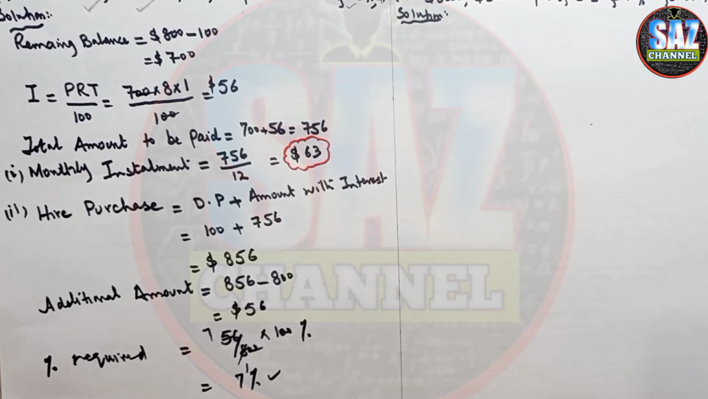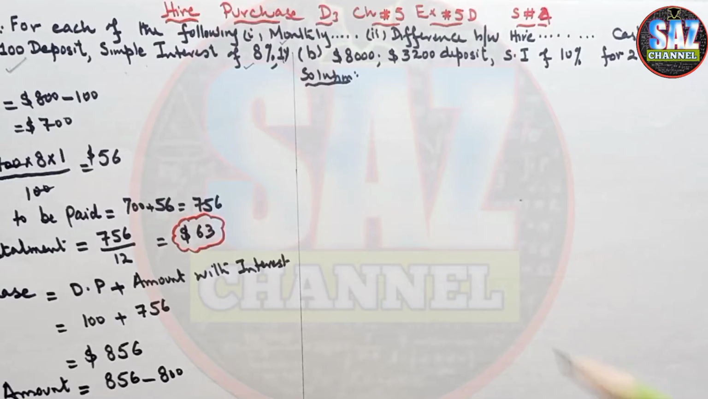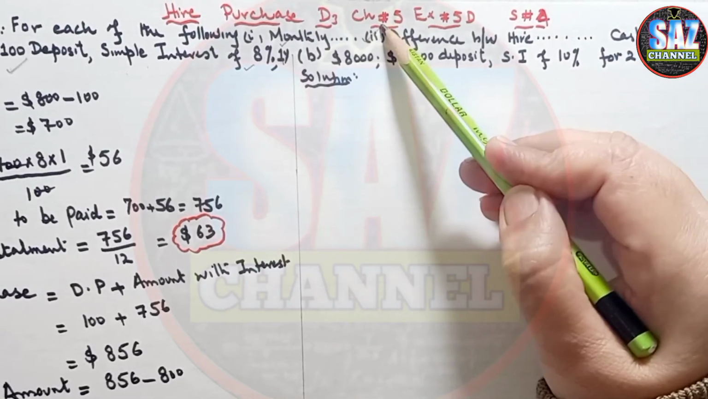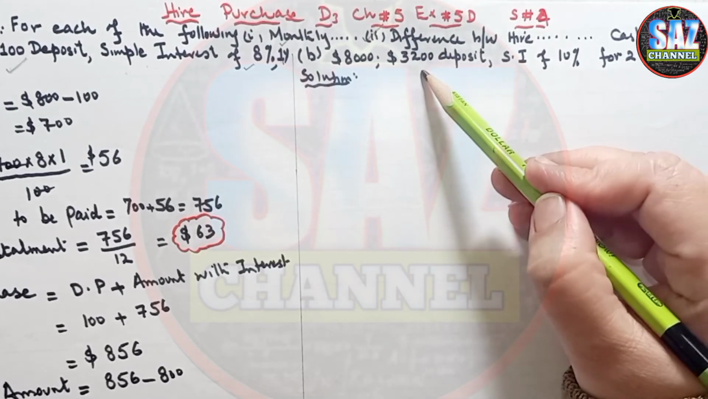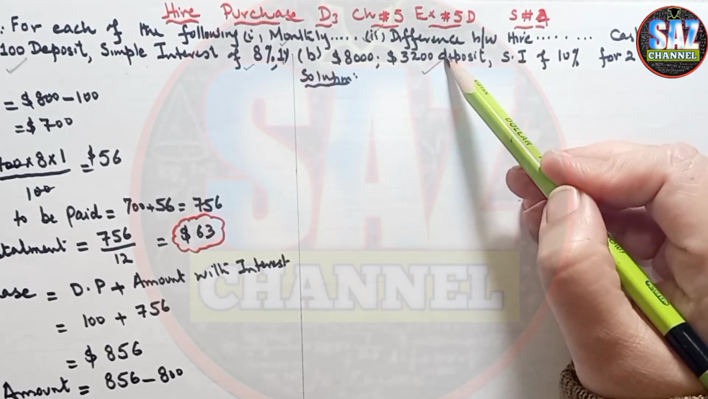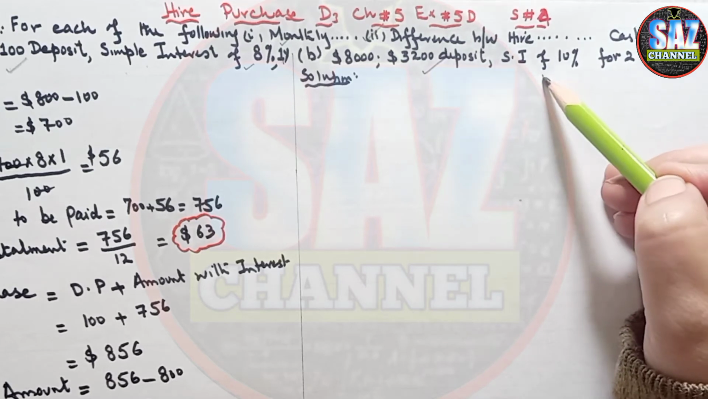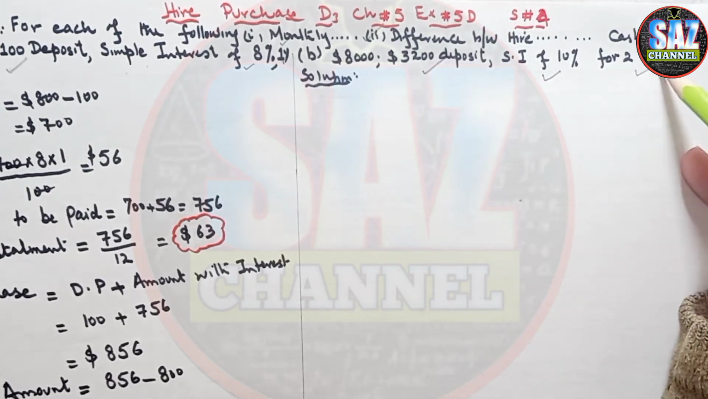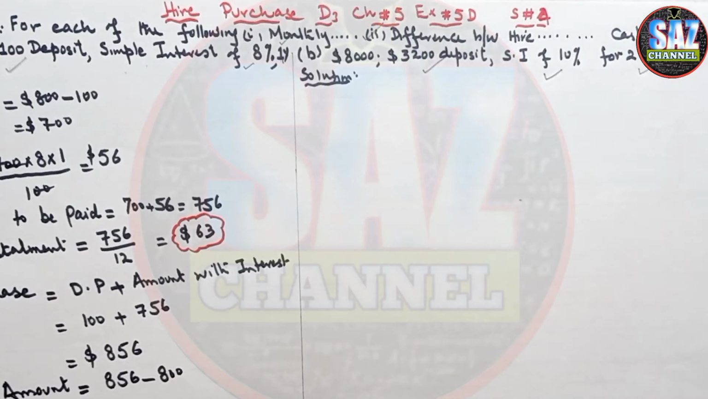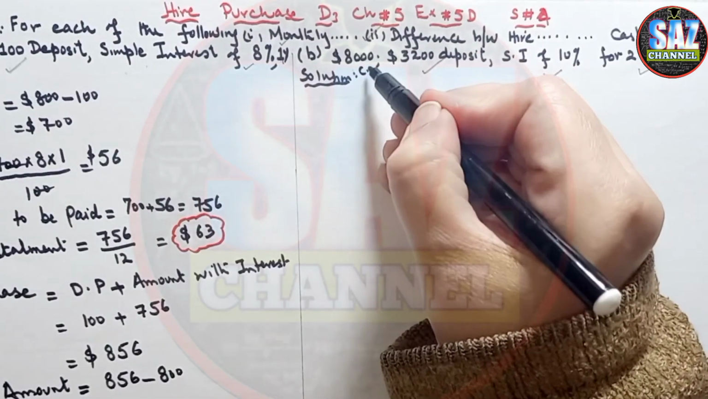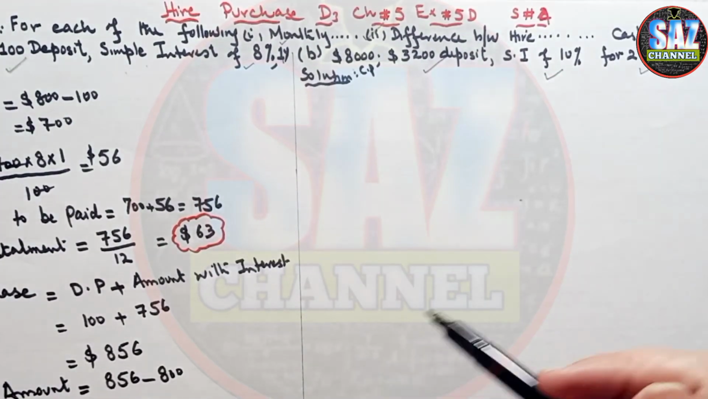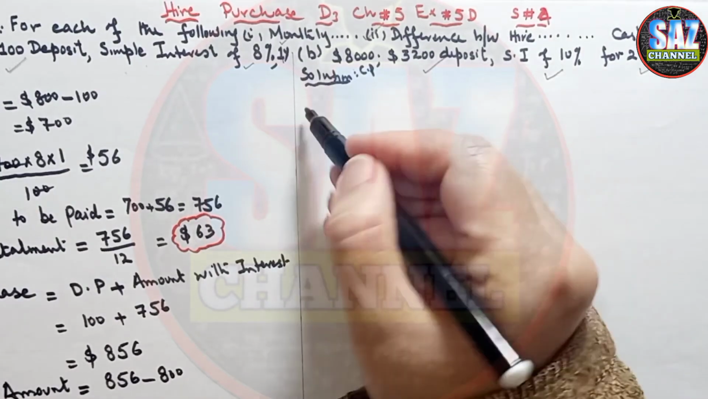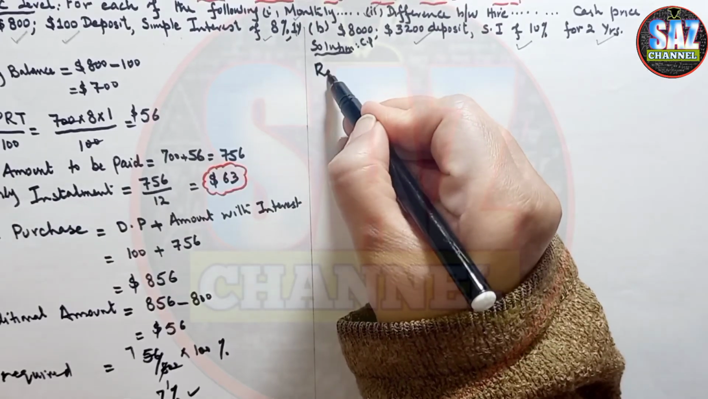Okay, let's move to the second part of the question, and the second part is that the cash price is $8,000 and we have to pay the down payment or deposit of $3,200 and we have to pay the simple interest of 10% for 2 years. Now what we have to do, again, we are given the cash price, 8,000, and down payment or deposit is given. So first of all, we have to find the remaining amount that we have to pay.